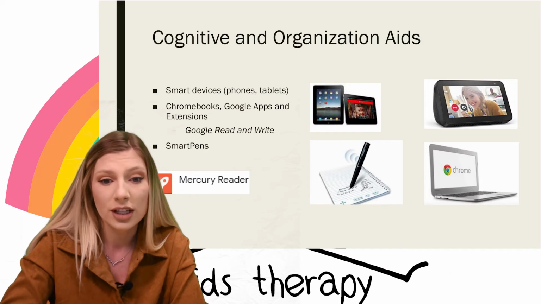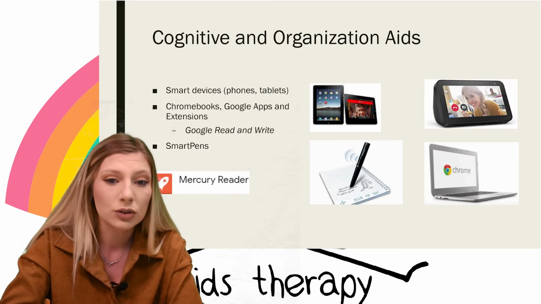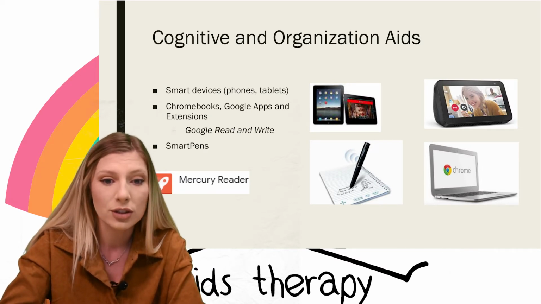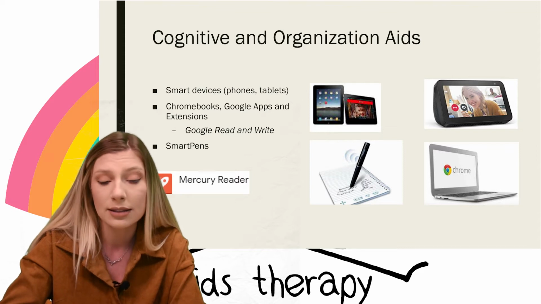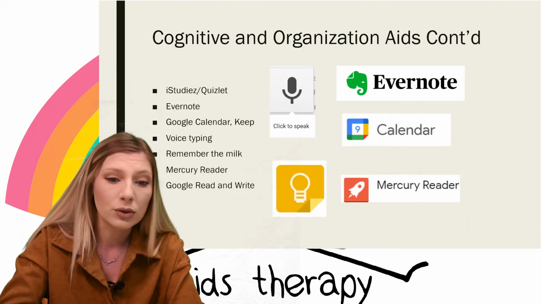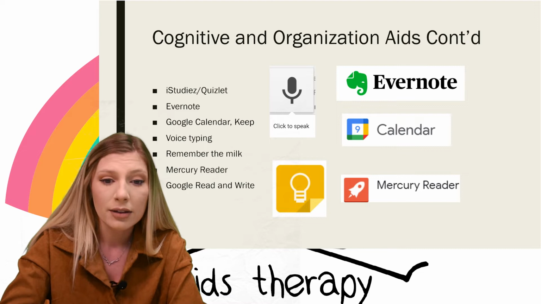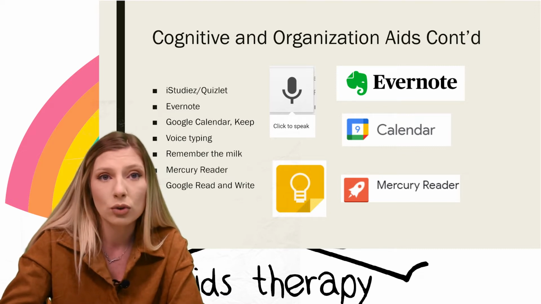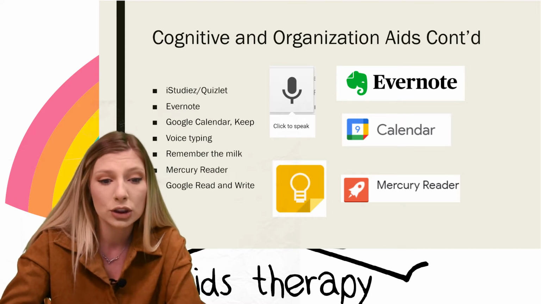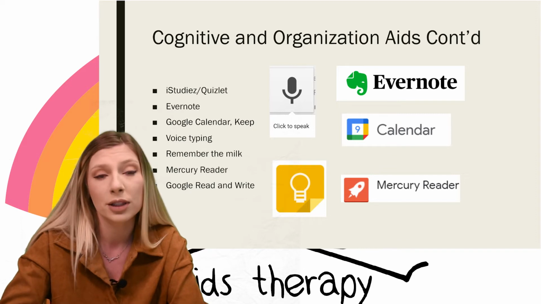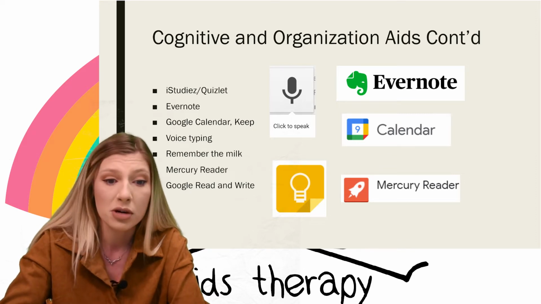Cognitive and organization aids. So these are going to be smart devices, Chromebooks, Google Apps, extensions, Google Read&Write, smart pens, things like that. Also, there's Evernote, Google Calendar, voice typing. There's all different kinds of programs that you can learn about, look into, and possibly recommend to help keep, especially our older kiddos, a little more organized.